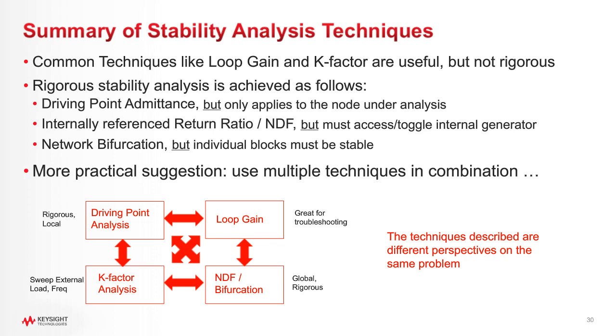Return ratio or normalized determinant function can give you a global, rigorous view of stability, but for normalized determinant and return ratio, you need to be able to either access the internal generator or at the very least be able to turn it off, which with foundry models can be pretty challenging. Network bifurcation with Ohtomo's method is good, but the individual blocks must be stable. Also, you probably could get a feel, when I showed you that technique, that it's awfully tedious in a real-life circuit. You might have 100 interface nodes, and then you have to repeat that iterative process 100 times, which frankly is why not a lot of people use it or have heard of it before.